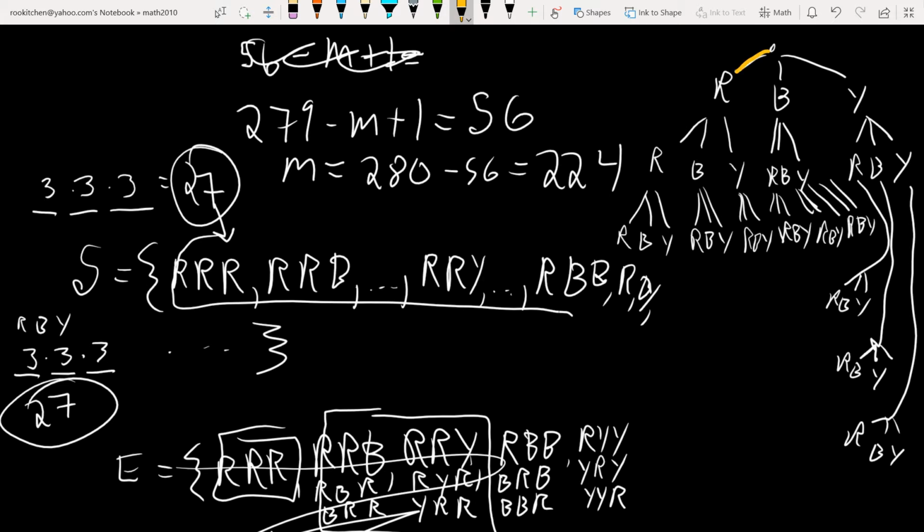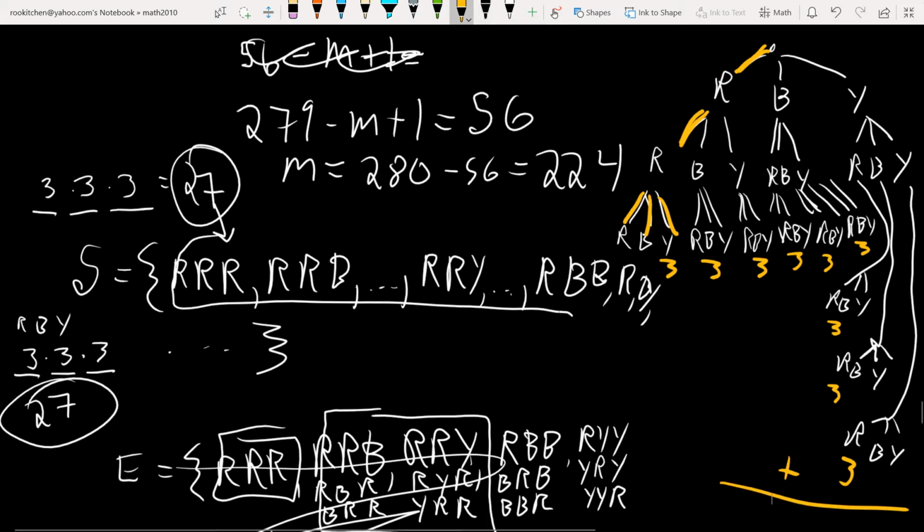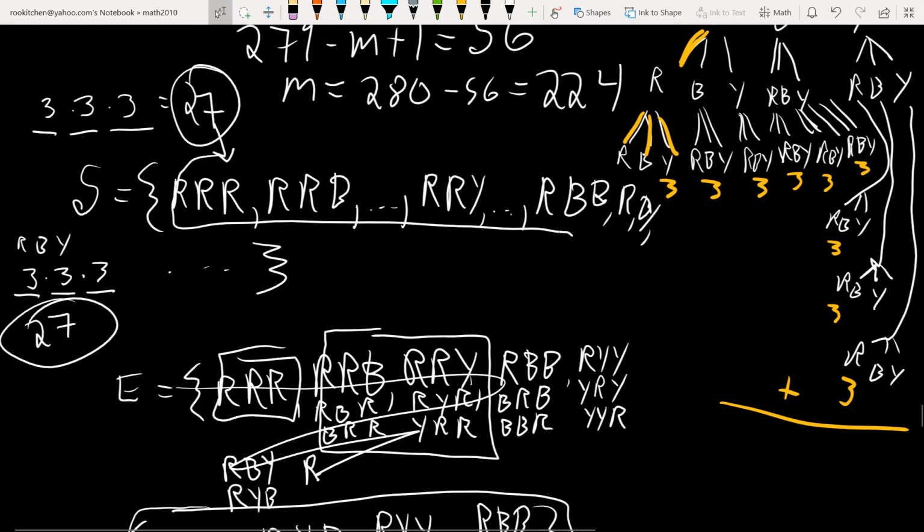So one item in the sample space would be red, red, red. Another one would be red, red, blue. And then another one is red, red, yellow. Okay, so there were three there. Then there'll be three here, three here, and so on for each branch. If you add all those up, what do you get? Well, you get the 27. Just multiply them together and you get your answer, right?